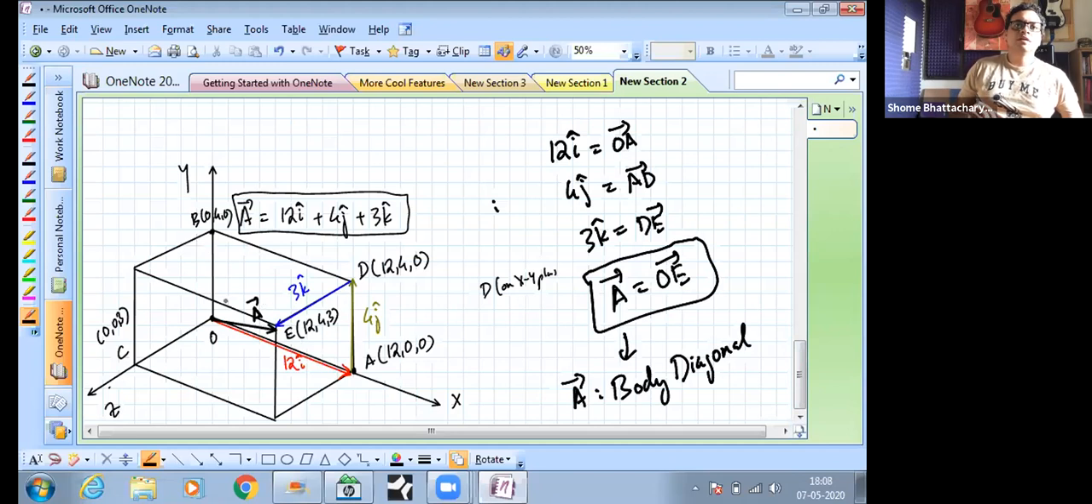Okay? From the origin, you can see that there is one body diagonal. Similarly, from this point, there's another body diagonal. Similarly, from this point, there's another body diagonal. So there are 4 body diagonals in all like this. So in this case, it is that body diagonal OE.